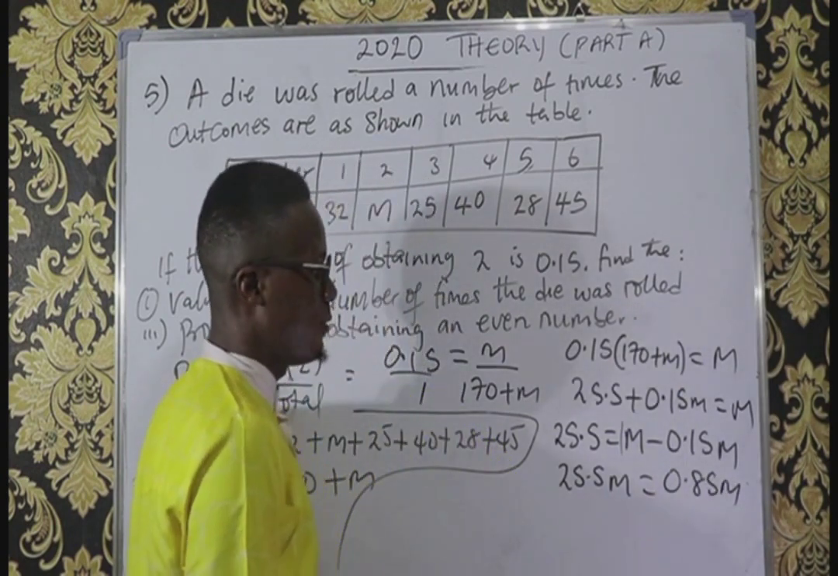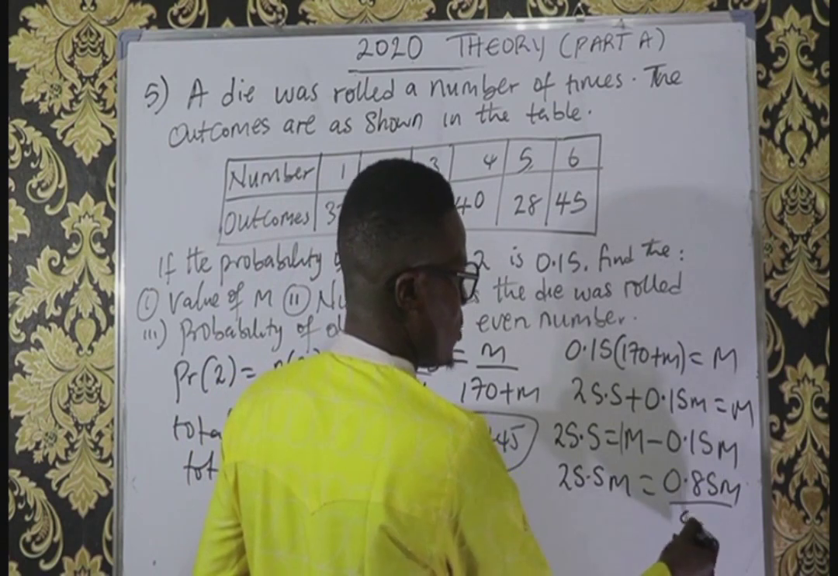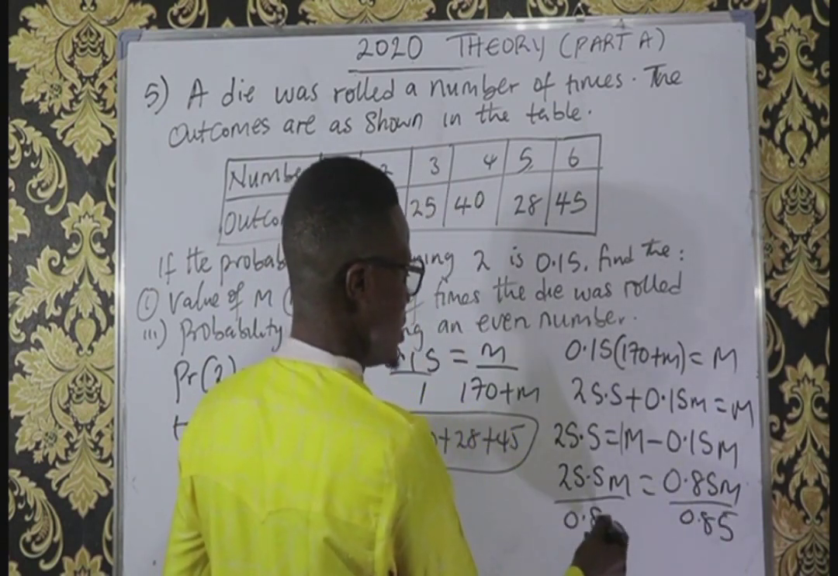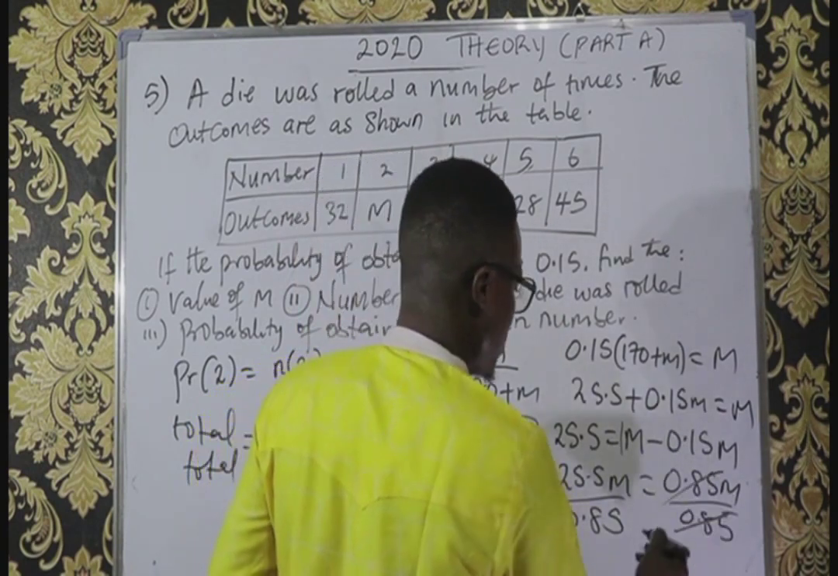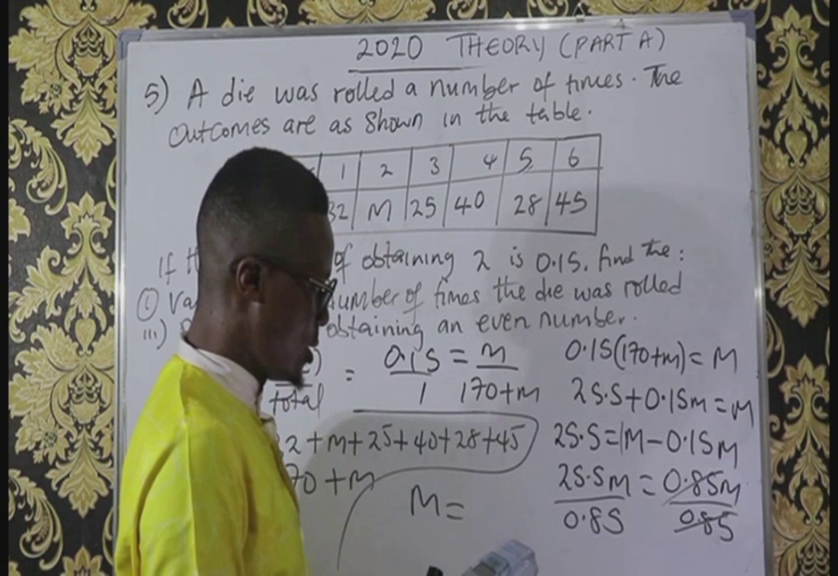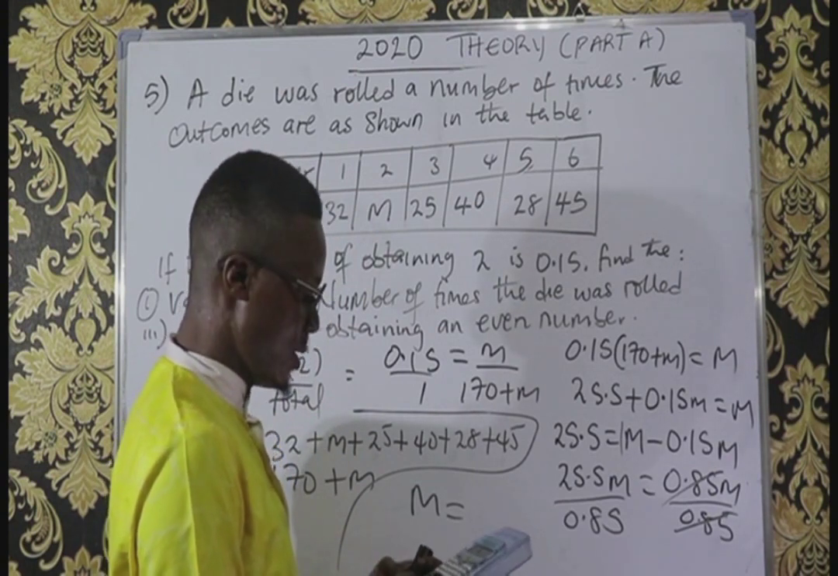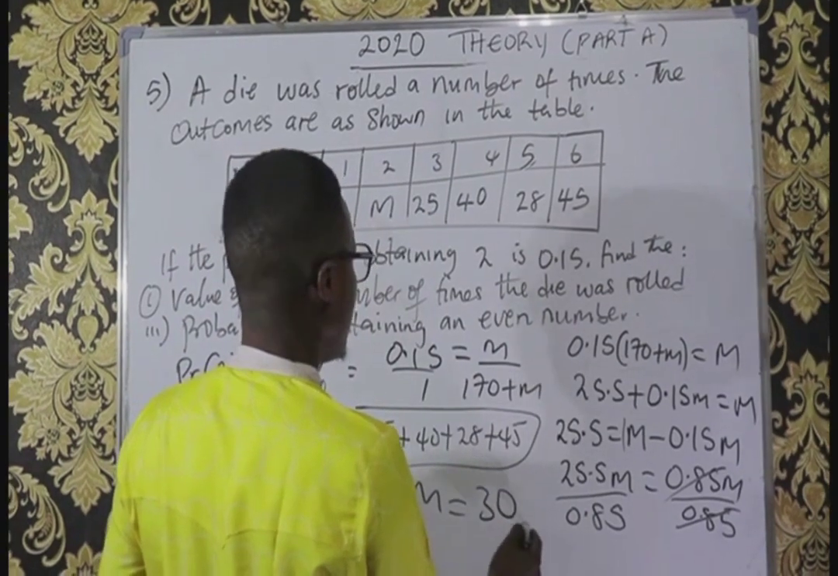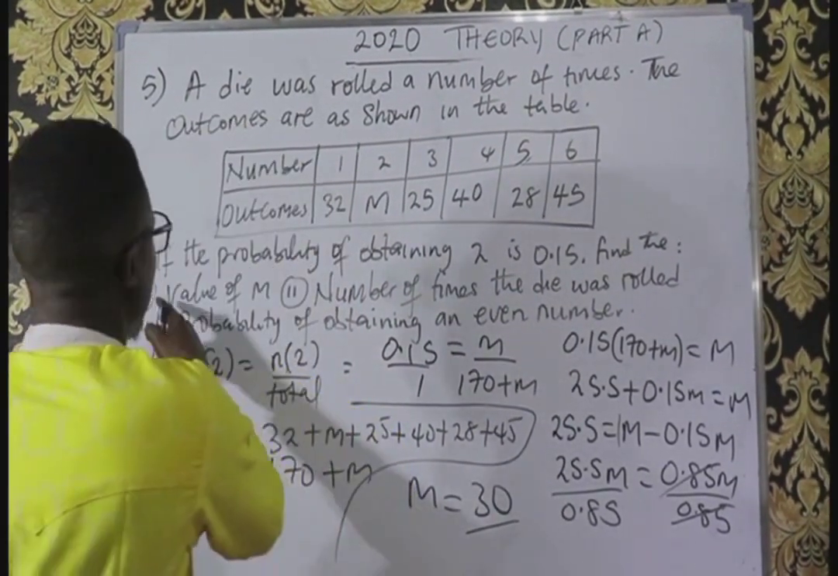Therefore, to get the value of m, I will divide both sides by 0.85, which is the coefficient of m. This cancels out. So our m will now be 25.5 divided by 0.85. That will give us 30. So m is 30. I've answered question I.